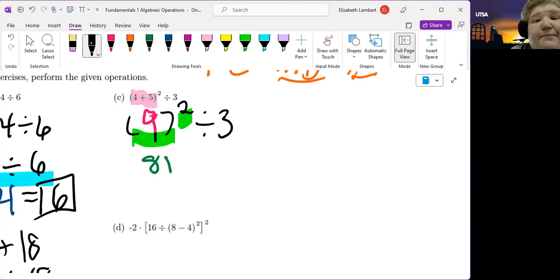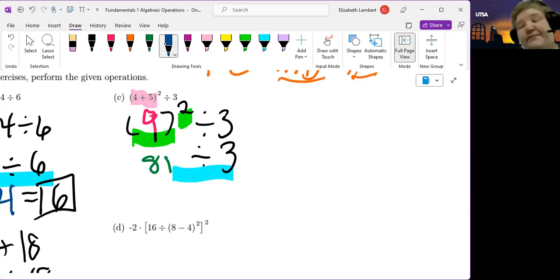Now I said it like that, positive 9 squared, because if the thing in the parentheses gave us a negative number, that negative number would be squared because that occurred inside the parentheses. So that's where having those parentheses is critically important, especially on a calculator. All right, now we just have 81 divided by 3, which will be 27.